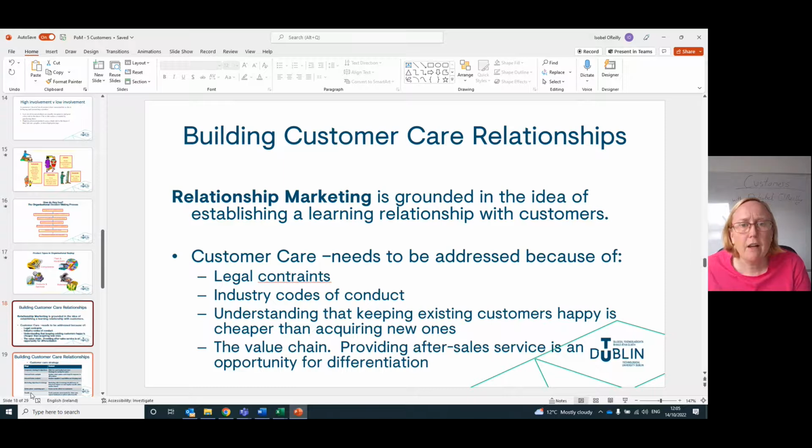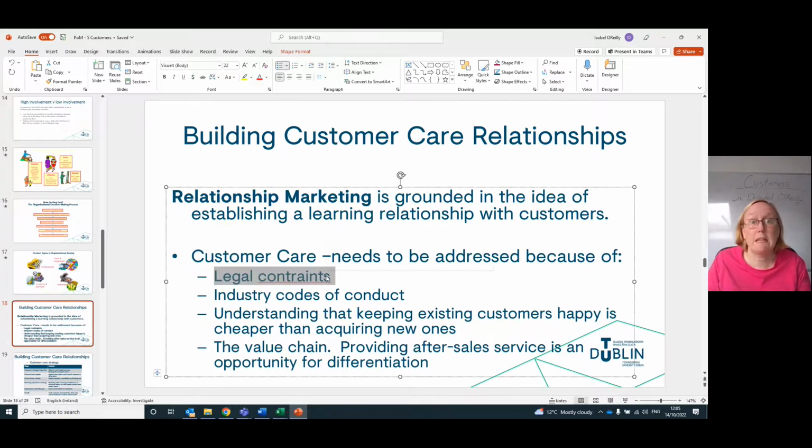So customer care needs to be addressed because of legal constraints. Sometimes we have a legal obligation to satisfy certain needs. Industry codes of conduct, again, not quite legal, but still something we have to do. Understanding that keeping existing customers happy is cheaper than acquiring new ones, as we said earlier. And then the value chain.